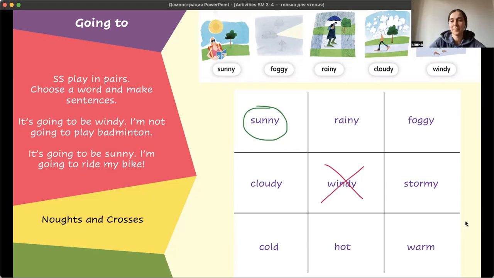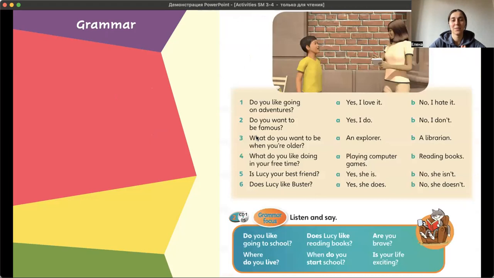So let's move on then. Here we start Superminds 4. The first, I think, maybe not the first, the starter unit. The starter unit is full of grammar, present and past simple, and sometimes students have problems here. So we start with the dialogue between a journalist and Ben, where Ben answers a lot of questions.